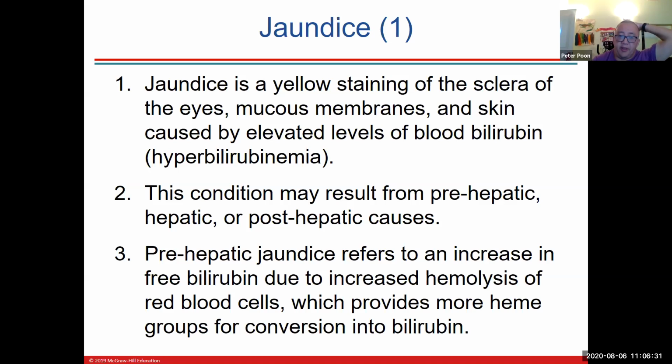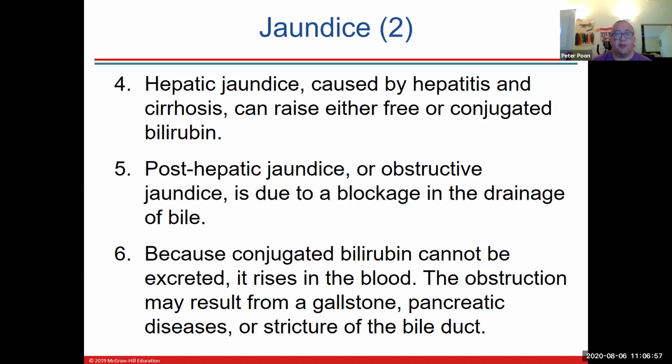Pre-hepatic jaundice refers to an increase in free bilirubin due to increased hemolysis of red blood cells, which produces more heme groups for conversion to bilirubin. You see this usually in newborns. Newborns, especially of Asian descent, tend to get pre-hepatic jaundice. So hepatic jaundice is damage to the liver. Post-hepatic jaundice, or obstructive jaundice, is a blockage of the drainage of bile, blocking of the bile ducts.